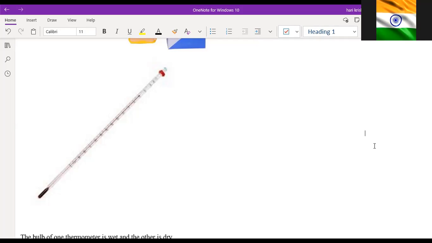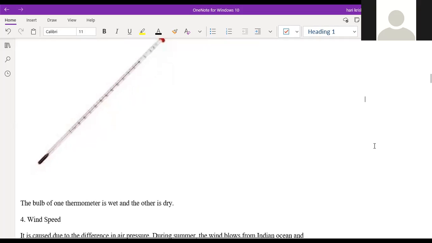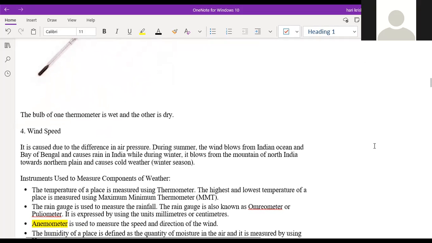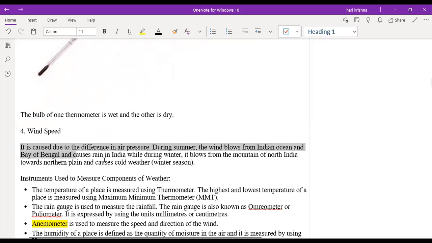Sir, because of low pressure and high pressure. Very good. Because of pressure difference. The movement of the air from one place to other place is mainly because of the difference in the pressure. Yes, sir, because it moves from the area of higher pressure to lower pressure, right? So wind is caused due to the difference in the air pressure from one area to the other area. Always wind will move from higher pressure region to the lower pressure region.